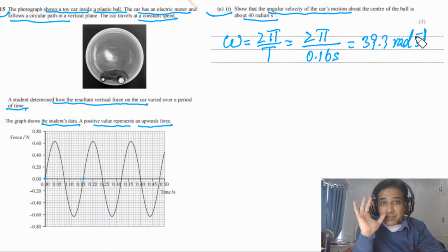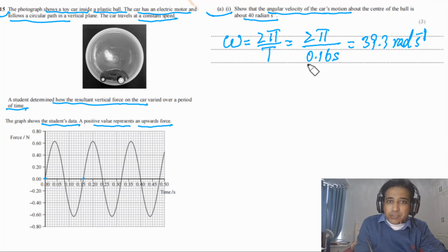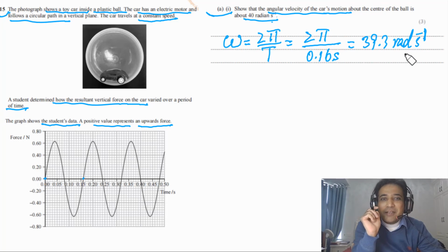This question has 3 marks. The 1 mark, if you have written t is equal to this one, you will get 1 mark, and if you have used this formula, you will get another mark, and if you have got the right answer, you will get another mark. Very straightforward question, and this question has 3 marks.